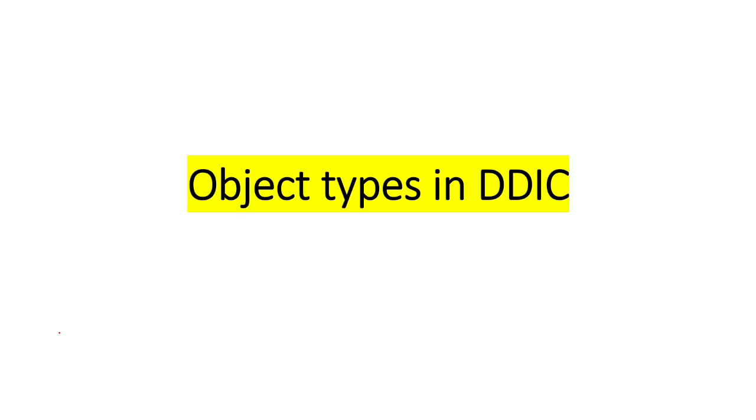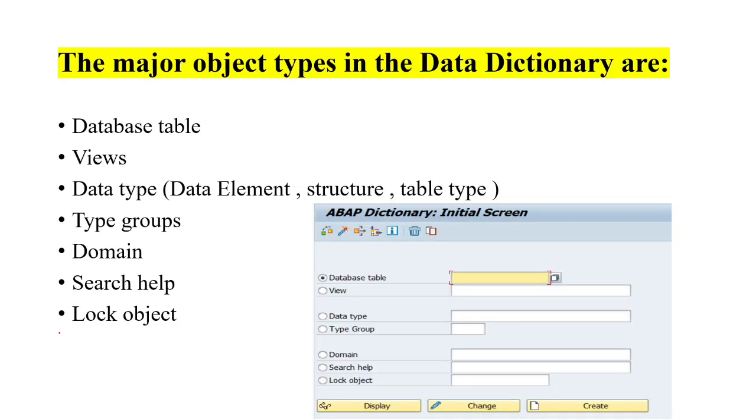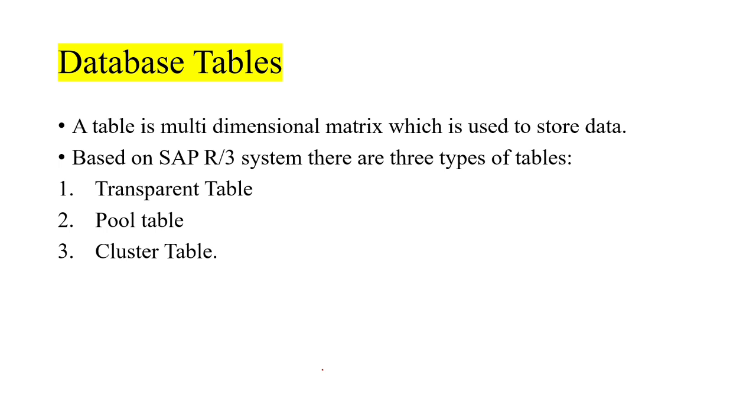Welcome to Saisha Spectrum. In today's lecture, we are going to see about object types in the data dictionary. The major object types in the data dictionary are database table, views, data types, type group, domain, search help, and lock object. So very first, let us see in detail about database table.